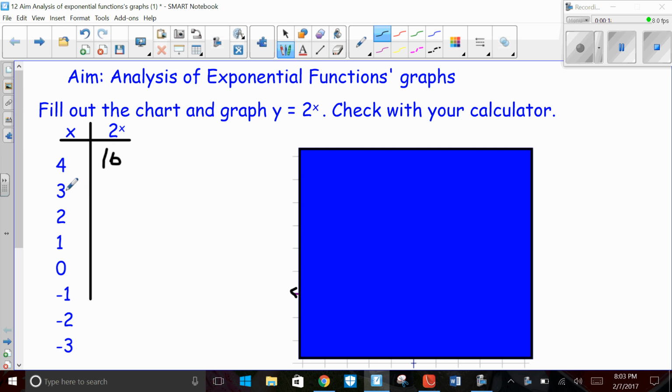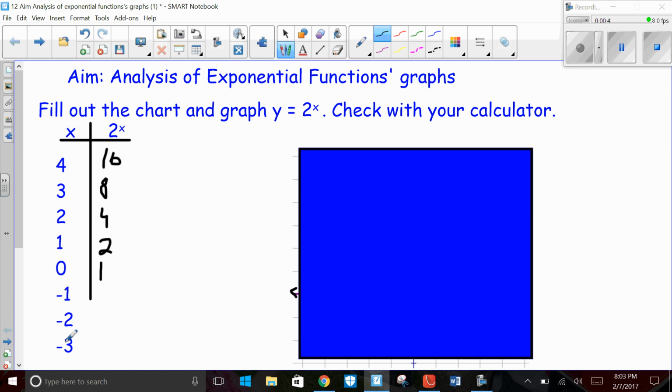That's our first point. If x is 3, 2 to the 3rd is 2 times 2 times 2, which would be 8. If x is 2, we would have 2 to the 2nd, which is 4. If x is 1, we have 2 to the 1, which is 2. If x is 0, 2 to the 0 is 1. Remember, any number to the 0 power except for 0 itself is 1.